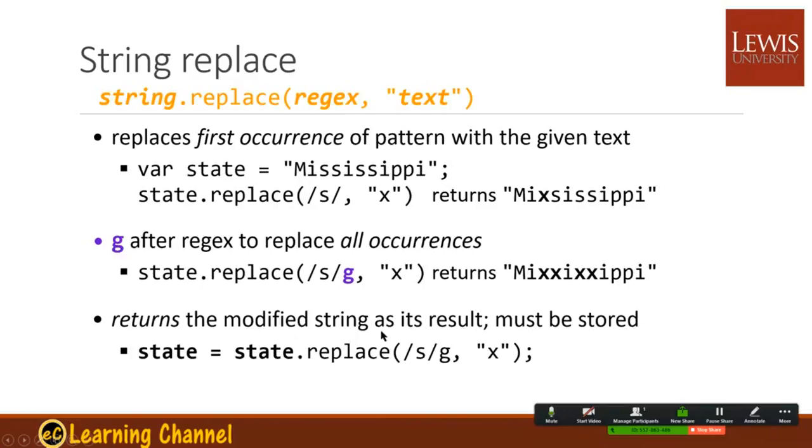The modified string is returned as the result, and it must be stored like this. You must remember that in a lot of languages, the string itself is immutable. So if you want to store the result, you must assign the result back to the reference variable. Otherwise, it will just generate the result and never modify your original variable, and you may not be able to store the result.